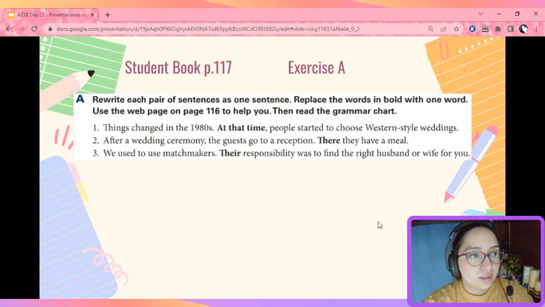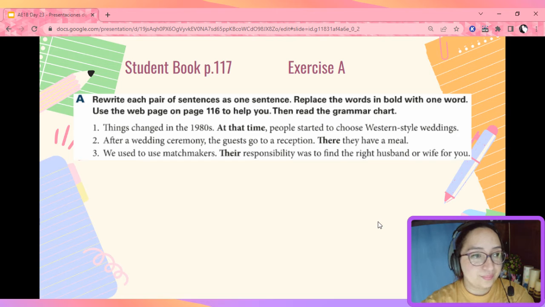Now, let's open the book to page 117. Exercise A. Here, we need to rewrite these pairs of sentences as only one sentence, replacing the words in bold. If you're not sure, you can use page 116 to help you. Pause the video while you work on this, please.